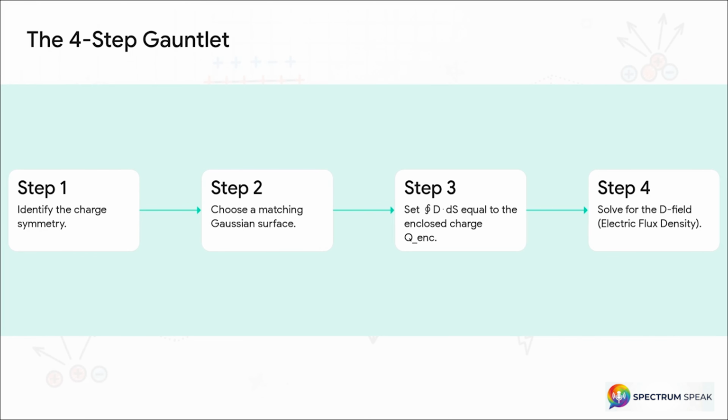First, you look at the charge and you identify its symmetry. Second, you pick the matching Gaussian surface from our list. Third, you just write down Gauss's law. And fourth, and this is the cool part, because of the symmetry, the math basically collapses, and you can solve for the electric flux density, which we call D, which is basic algebra. You can think of D as that flow per unit area we were talking about earlier.